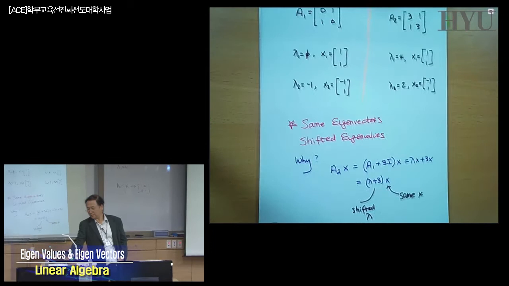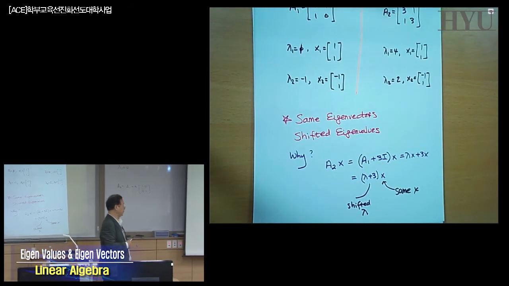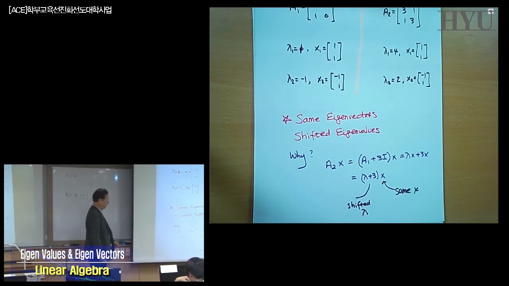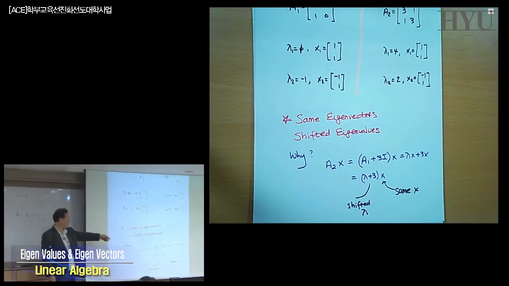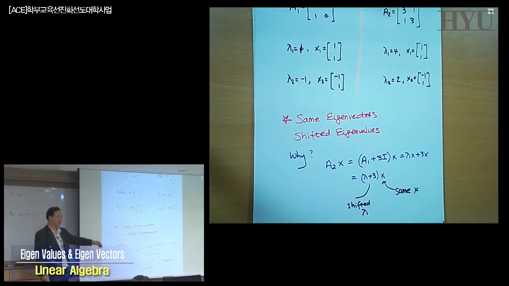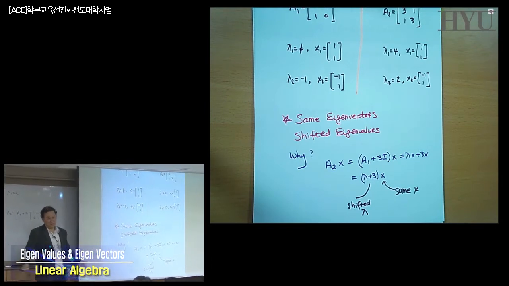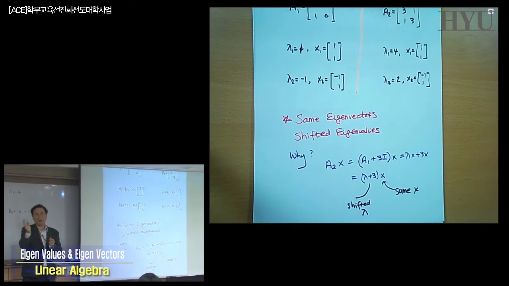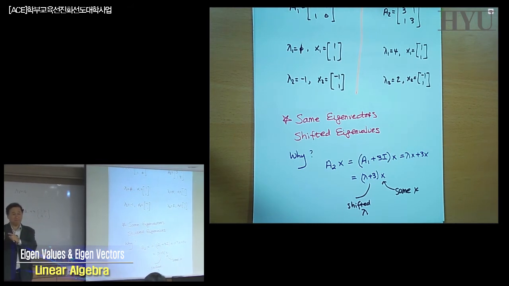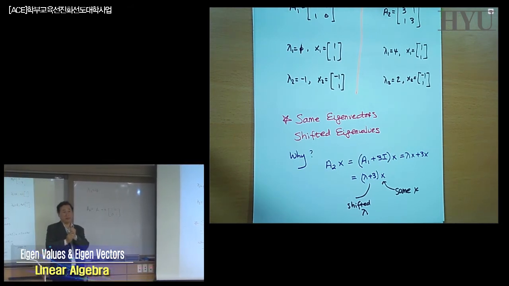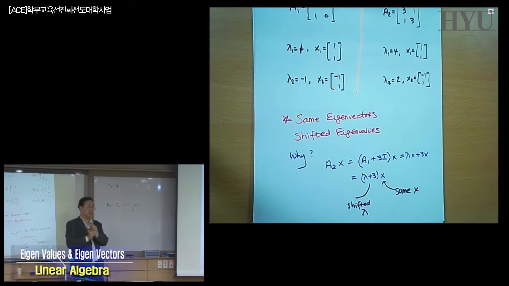Basically, this equation simply shows that: A2 is A1 plus 3I. So that's the reason. Very simple, right? When you add the identity matrix to whatever matrix, the eigenvalues will be shifted, but the eigenvectors stay the same.